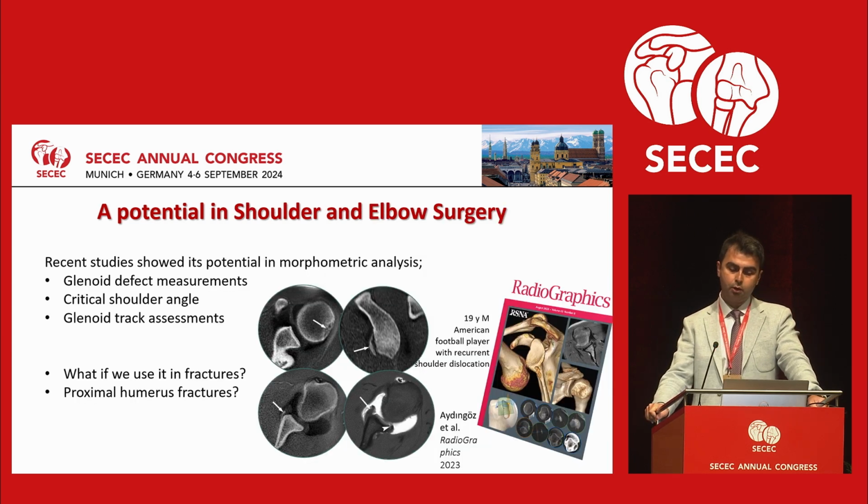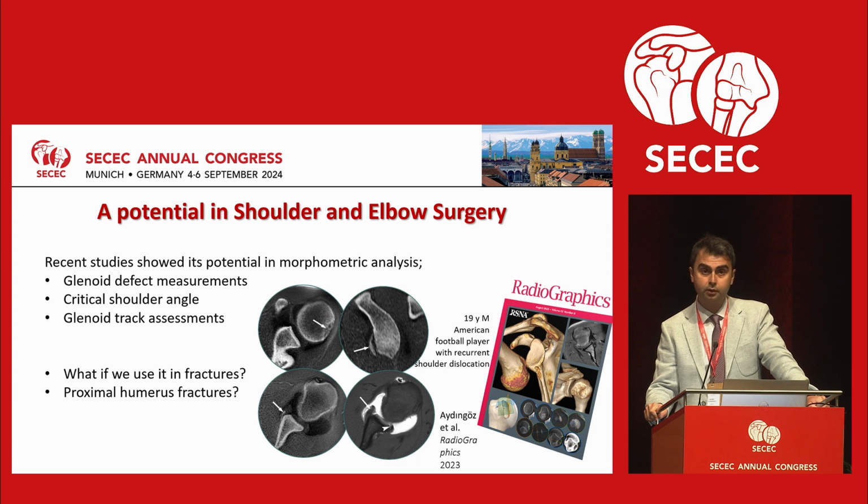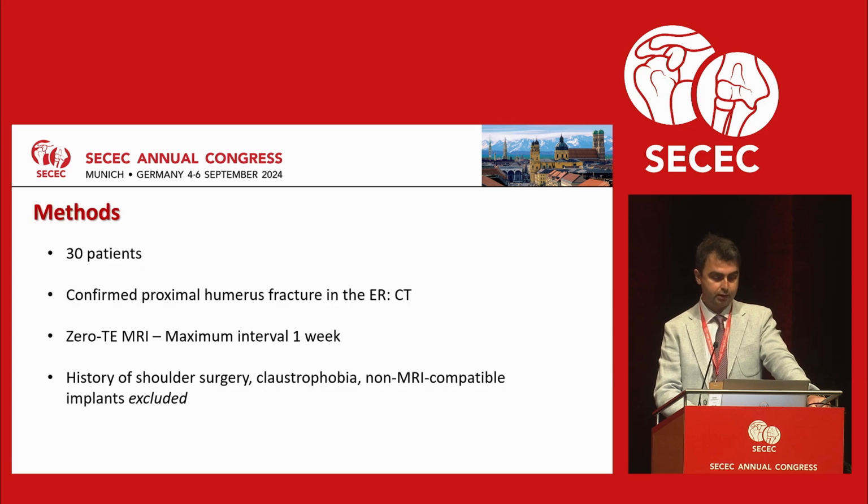In the shoulder, there are only a few studies that evaluated morphometric analysis like glenoid defect measurements and glenoid track assessments. So our study came with the idea of what if we use it in proximal humerus fractures, because most of the time we use CT for further evaluation of proximal humerus fractures, and we wanted to show the validation of zero-TE MRI compared to CT.